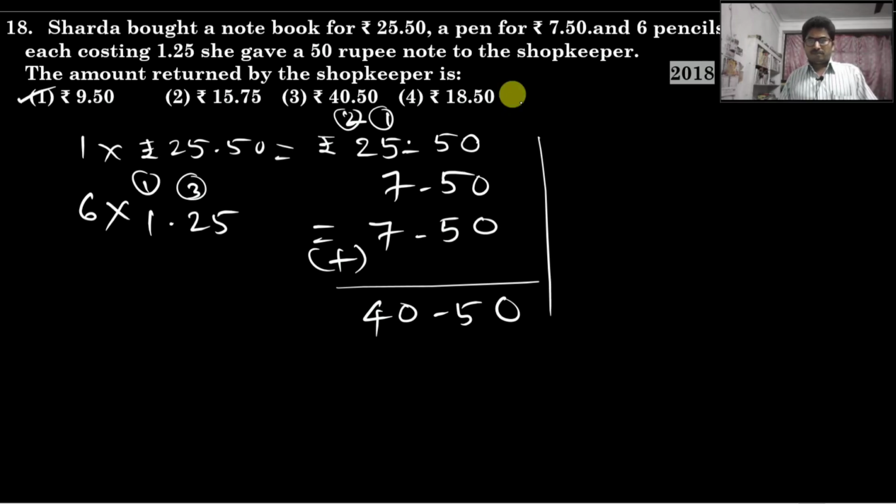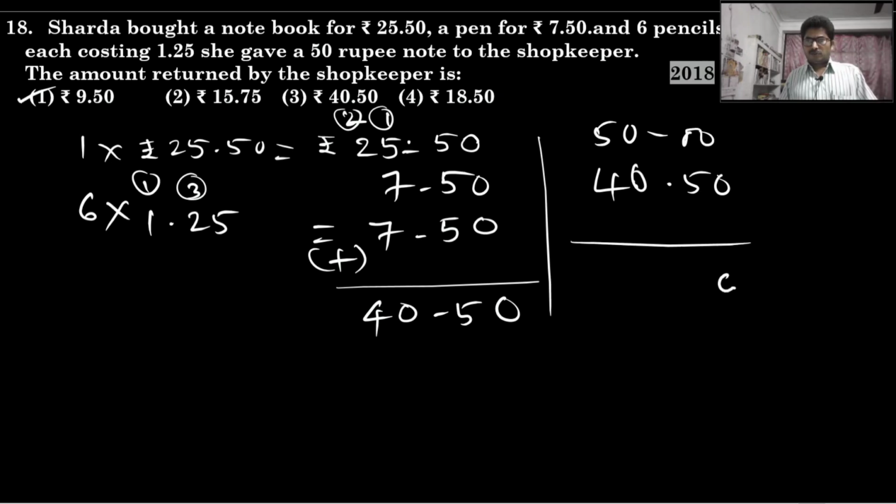So option 1. If you don't know like this, you may subtract this 40 rupees 50 paise from 50 rupees. So 9 rupees 50 paise. By subtracting we can get it.